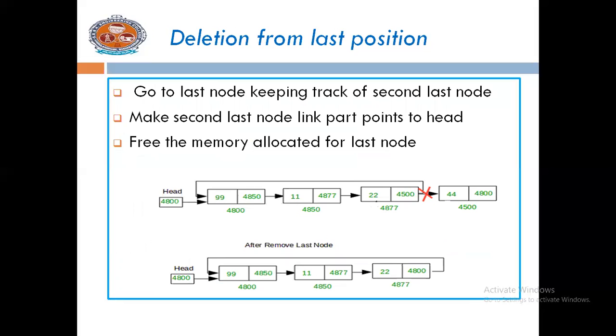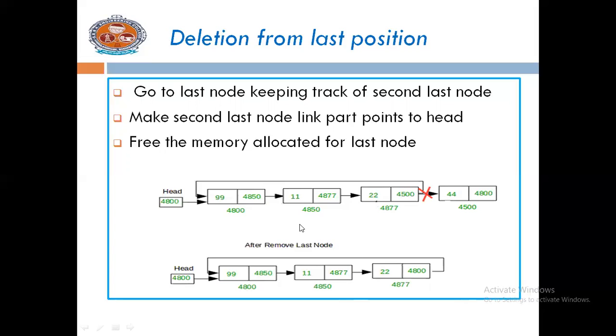So now we go with the second operation, deletion from last position. So here we have to delete the last node. Whenever last node is deleted, last but one node or second last node becomes last node in the list after deleting. So here the second last node link pointer must point to head value after deleting the last node 44.